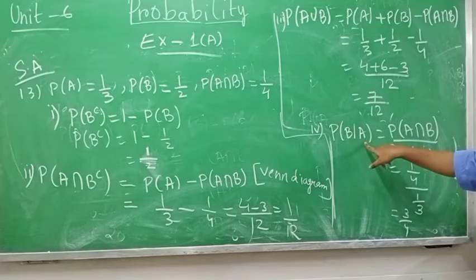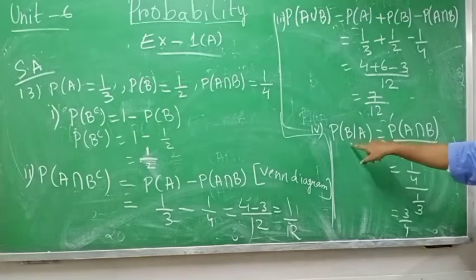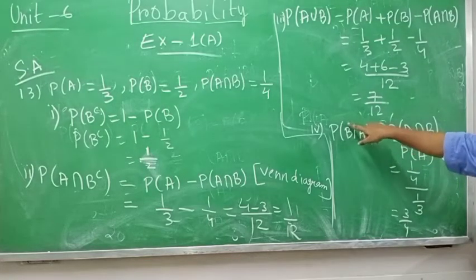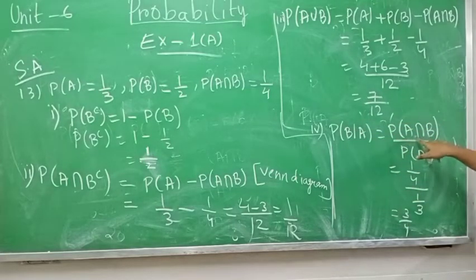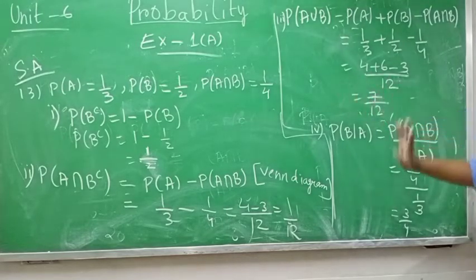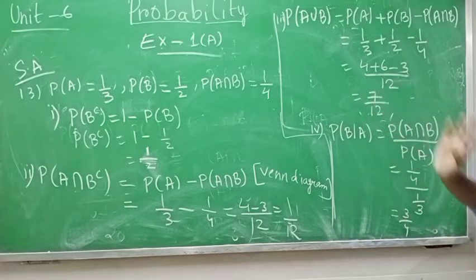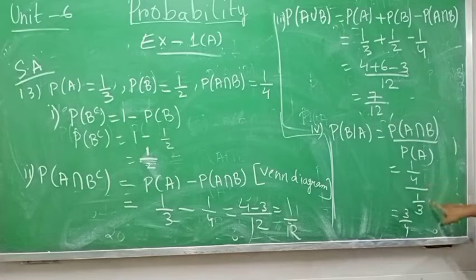Now P(B by A), conditional probability. P(B by A) means B event is going to occur and A has already occurred. So P(A intersection B) by P(A). Now this value is 1/4, it is given already. P(A) is 1/3, it is also given. When you divide this, you will get 3/4.